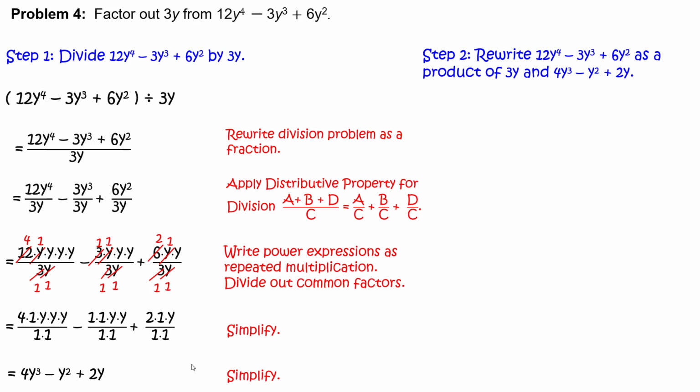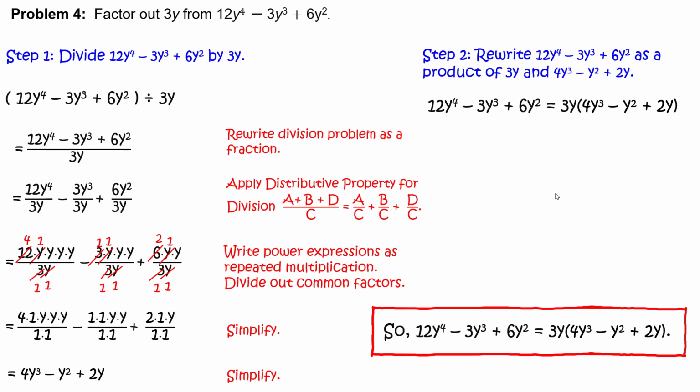Okay, so step 2, I'm going to rewrite 12y to the fourth minus 3y cubed plus 6y squared as a product of 3y and my result here, my quotient. So I'm going to write 12y to the fourth minus 3y cubed plus 6y squared equals 3y times the quantity 4y cubed minus y squared plus 2y. And I'm going to state my result here. And then if you distribute, you'll see that you get your result back.